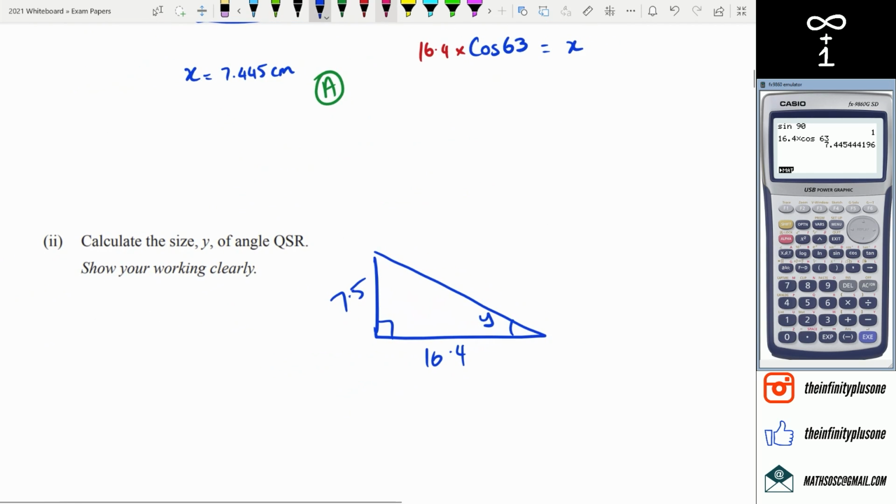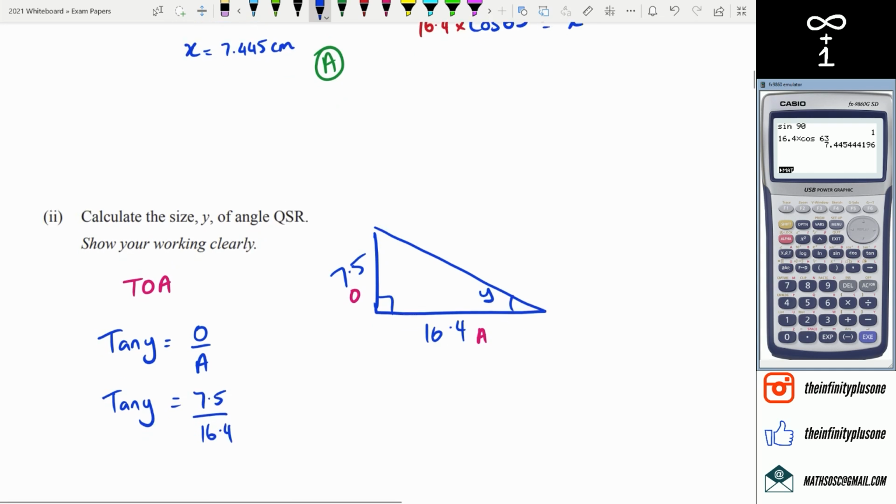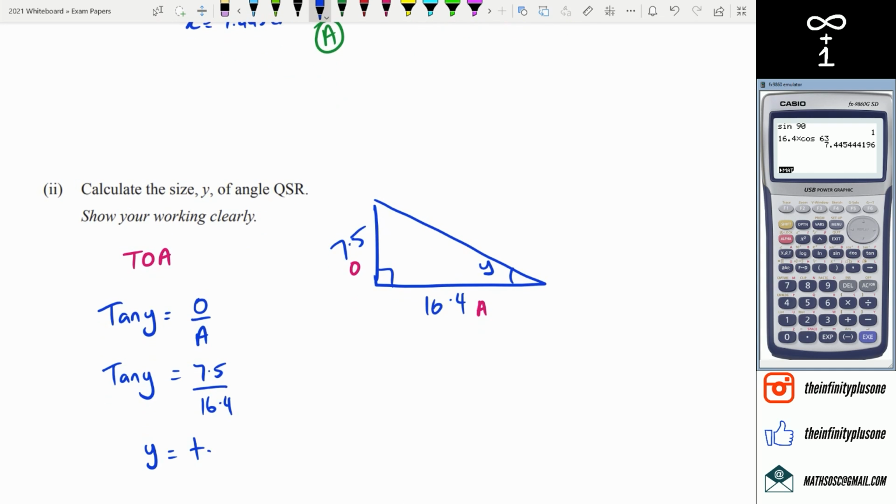Once again, I'm going to use SOHCAHTOA to work it out. I've got opposite and adjacent, so I'm going to be using TOA, which is tan. So tan of y is equal to opposite over adjacent, which is 7.5 over 16.4. Then angle y is inverse tan of 7.5 divided by 16.4. I'm going to put this in the calculator with shift tan, and remember to open up a bracket for 7.5 divided by 16.4.